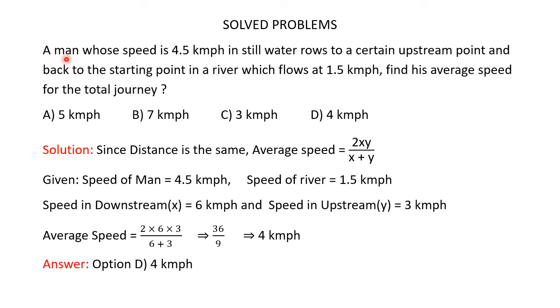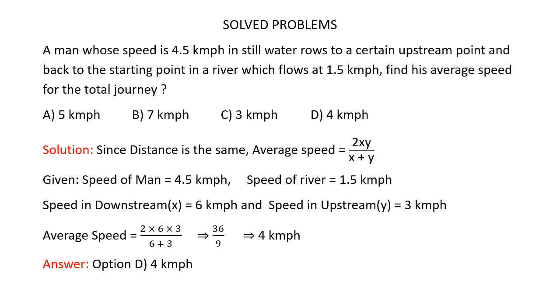A man whose speed is 4.5 kilometers per hour in still water rows to a certain upstream point and back to the starting point in a river which flows at 1.5 kilometers per hour. Find his average speed for the total journey. Here you are given 4 options and you have to find out which of these options is the correct one. So here you are asked to find the average speed of the man for the total journey.